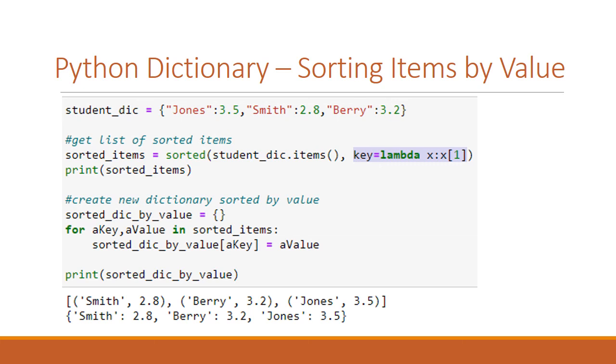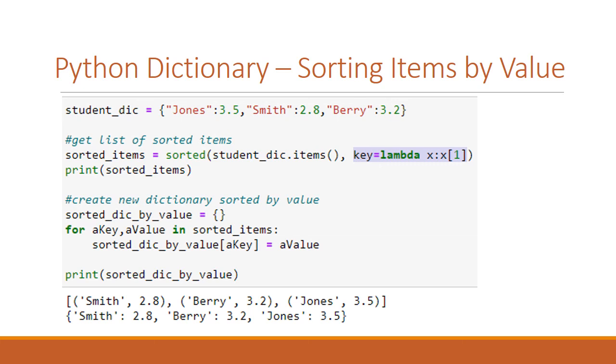And you can see I have print sorted items, and the first line in our output is a list. We can tell it's a list because it's in square brackets. Within the list is each of the items in parentheses. What we want to do now is take this list and create a dictionary from it. So we're going to initialize our sorted_dic_by_value to the empty dictionary. Then for each key and value in the sorted items, go back to the first line of our code and we see our sorted items.